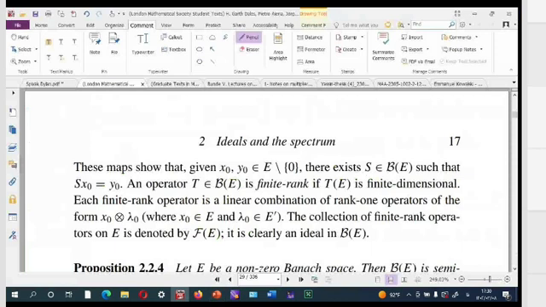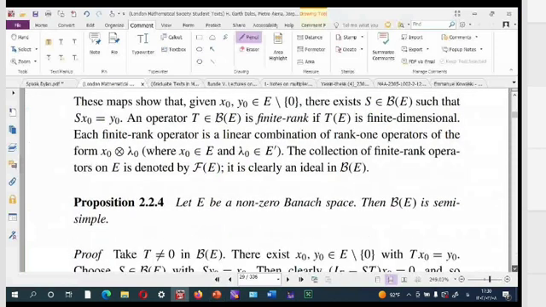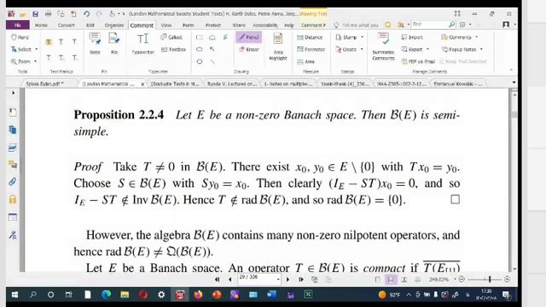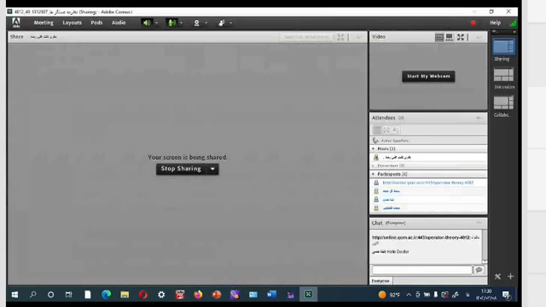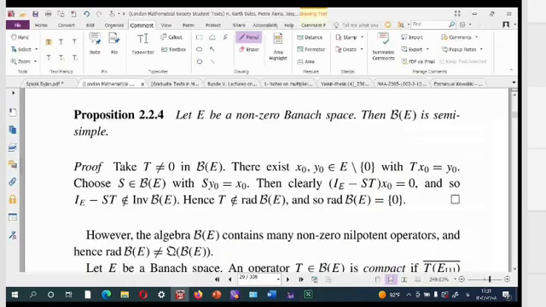We have this proposition. Let E be a non-zero Banach space, then B of E is semi-simple. This proof is very trivial.